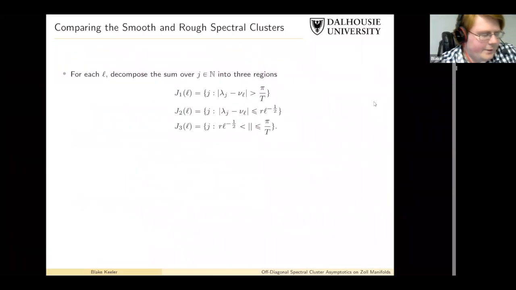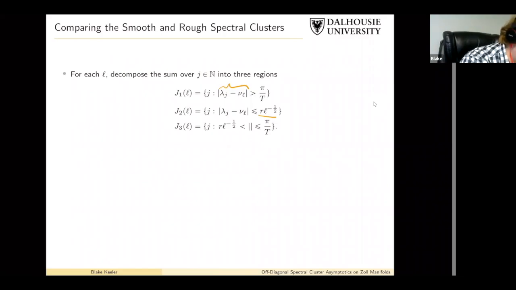So for each L, I'm going to decompose that sum over J into three distinct regions. And of course, there's another typo in here. But first, J1 of L is this region where the difference between lambda J and nu L is bounded below by pi over T. So we're sort of far away from the nu L in region 1. In region 2, the difference is small. It's like some parameter r, which for now is just some positive number, times L to the minus a half. So this is a shrinking neighborhood of the nu sub L as we move farther out in the spectrum.